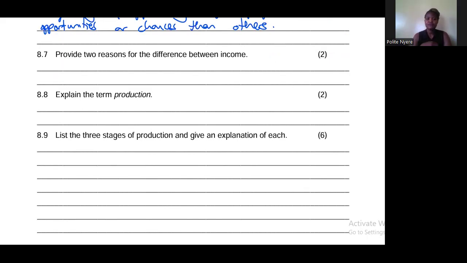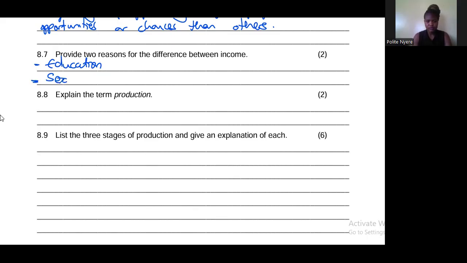Provide two reasons for the difference in income. What are the reasons why some people have more income than others? Sometimes it could be the reason of education. Some people are much more educated than others, so you expect someone who is more educated to have more income than someone who hasn't.